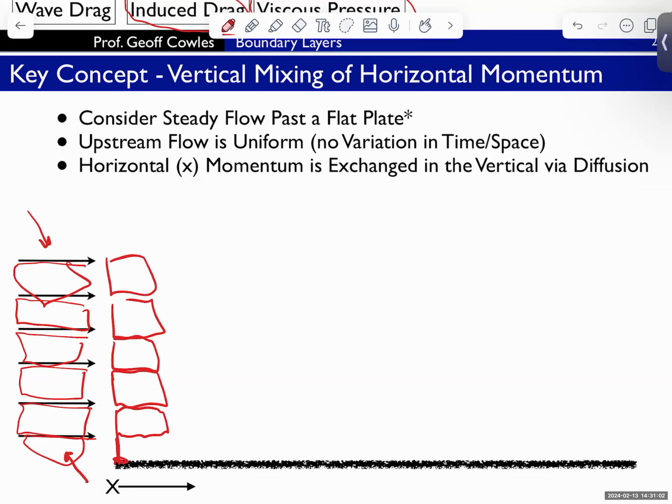But because fluid isn't allowed to just slip along itself due to viscosity. And there's different mechanisms here that are going to cause a vertical.